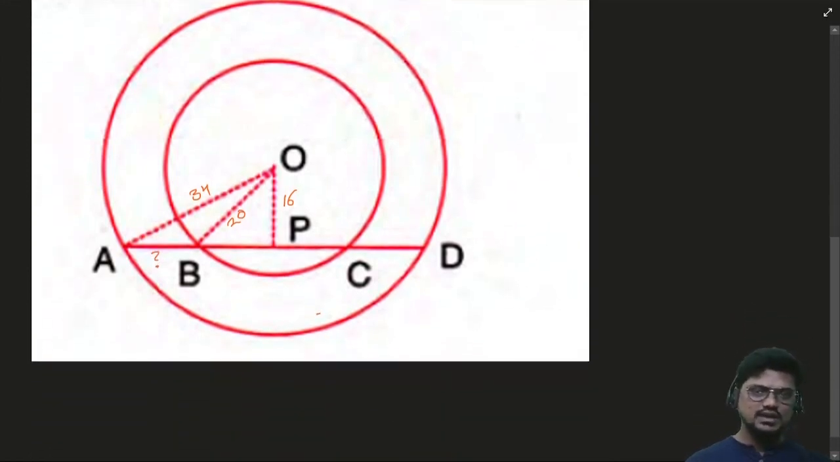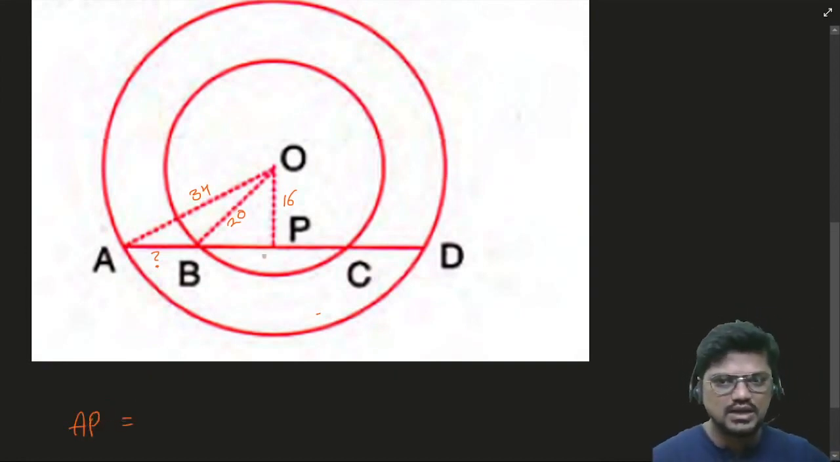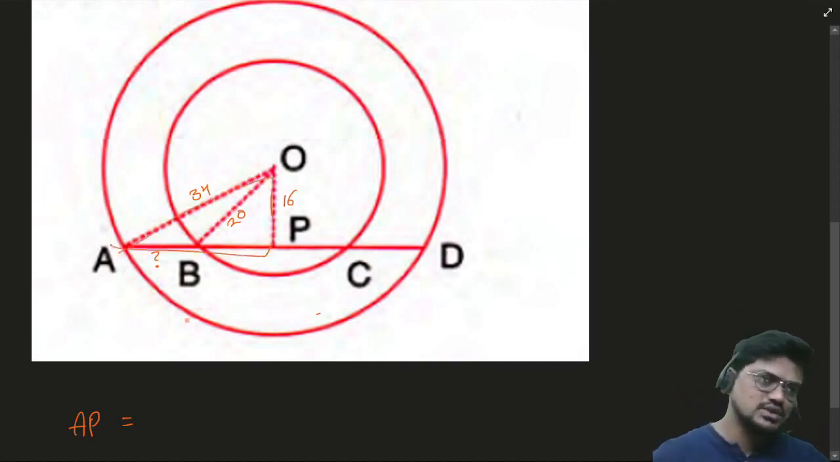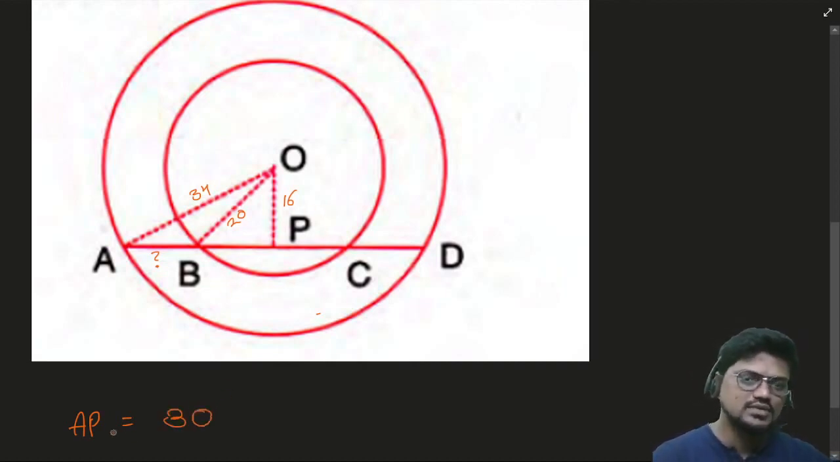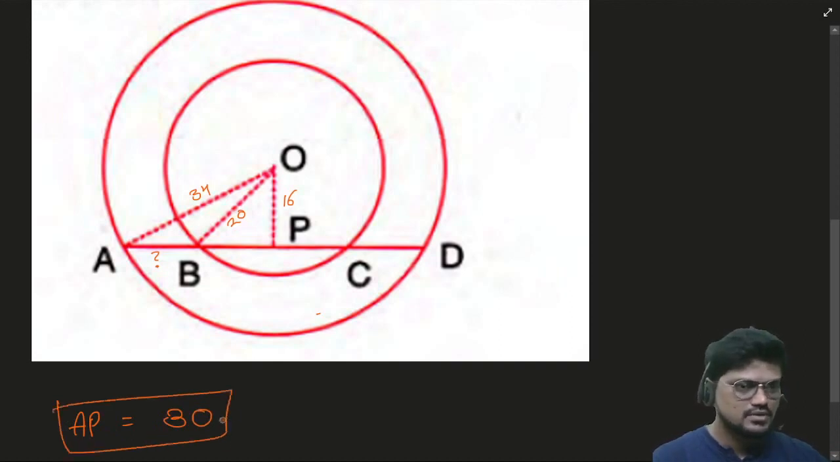So it's very easy. This radius is 34 and this is 16. So you can find AP by using Pythagoras in triangle APO. Using Pythagoras, you will get the value of AP. The triplets are 30, 16 and 34. So the value of AP will be 30. I'm solving just because I remember the values of triplets.